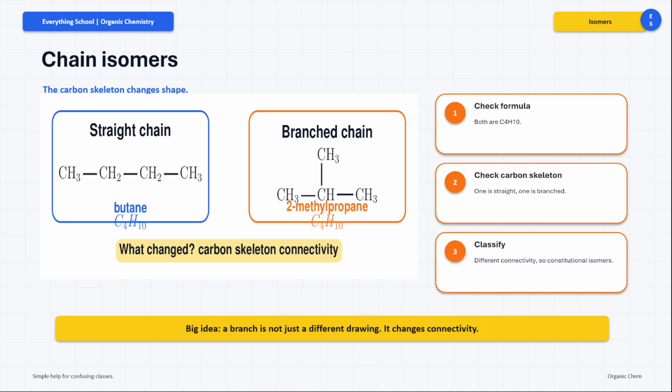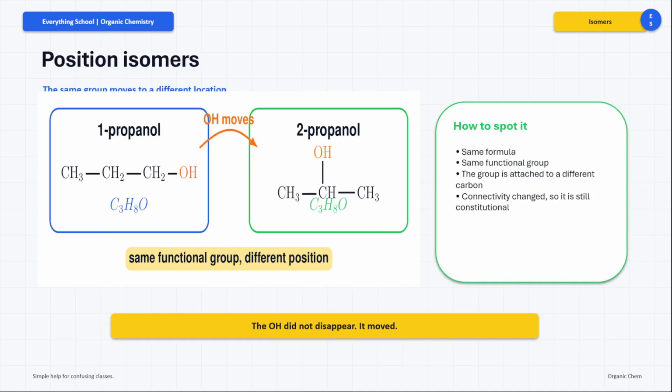Slide 8. Position isomers. 1-propanol versus 2-propanol. 1-propanol and 2-propanol both have the formula C3H8O. They both contain an alcohol group, which means they both have an OH group. But in 1-propanol, the OH group is attached to the end carbon. In 2-propanol, the OH group is attached to the middle carbon. The functional group is the same. The carbon chain is the same length. But the position of the OH group changed. That makes them position isomers.